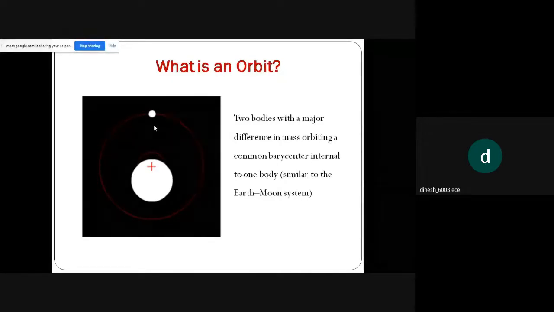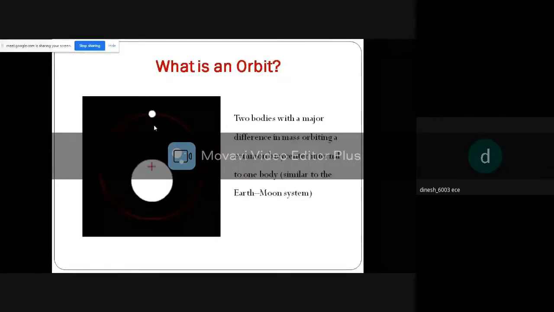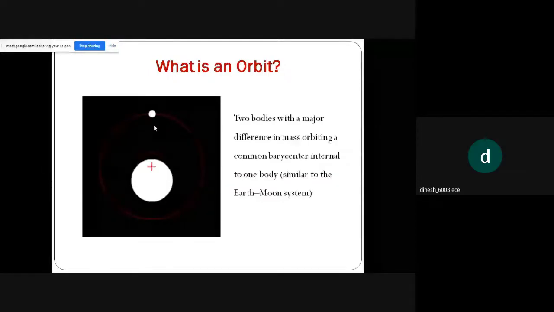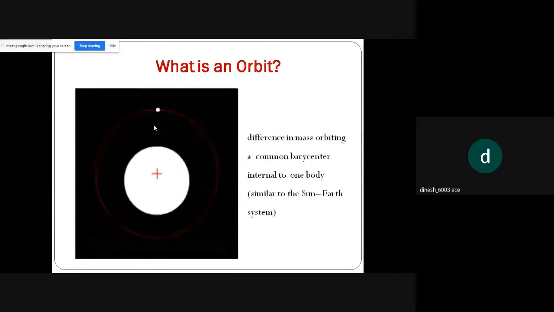Earth is revolving around the Sun and the Moon is revolving around the Earth. We are always familiar that the Moon has a lower mass compared to Earth. So this is an example of the Earth Moon system.